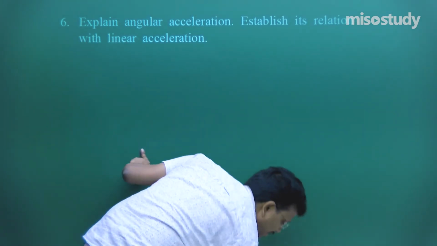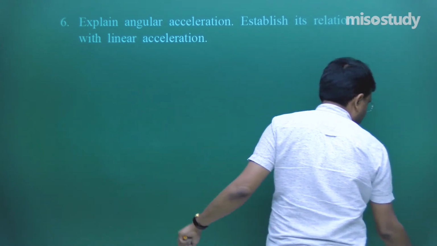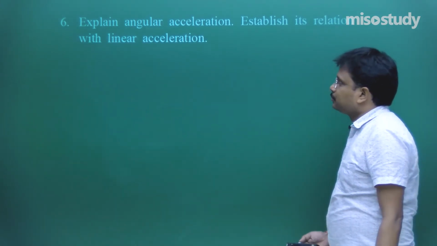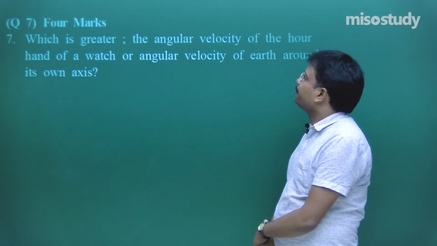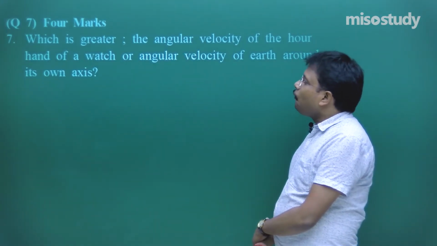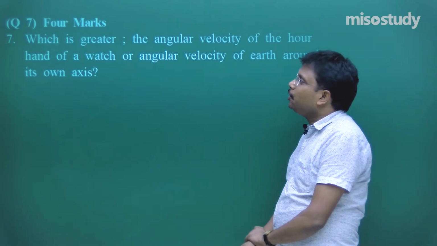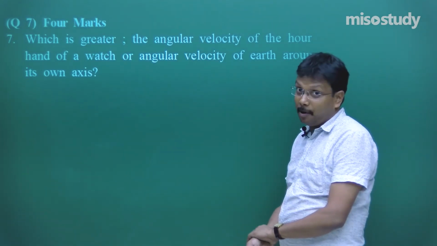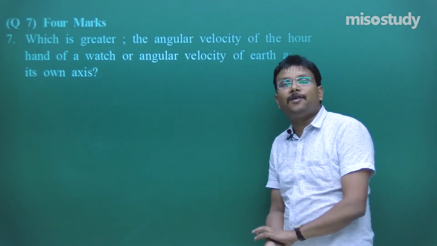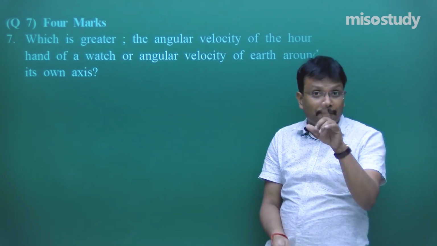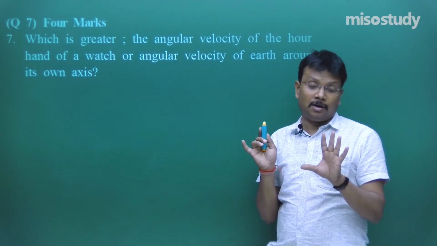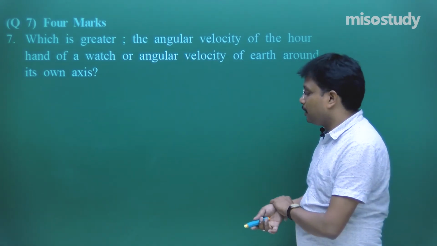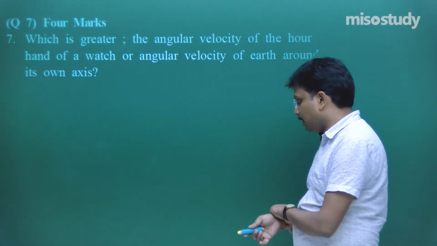Then comes question number 7, and this question is 4 marks, and it's a type of numerical problem. So in 4 marks, the first thing you will have to do is write down each and every step given, and then you should write down which one has larger or greater values.